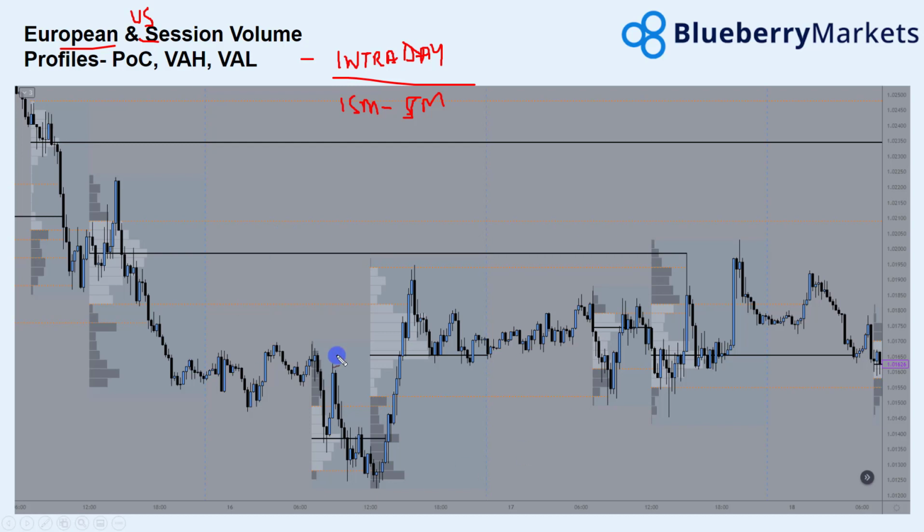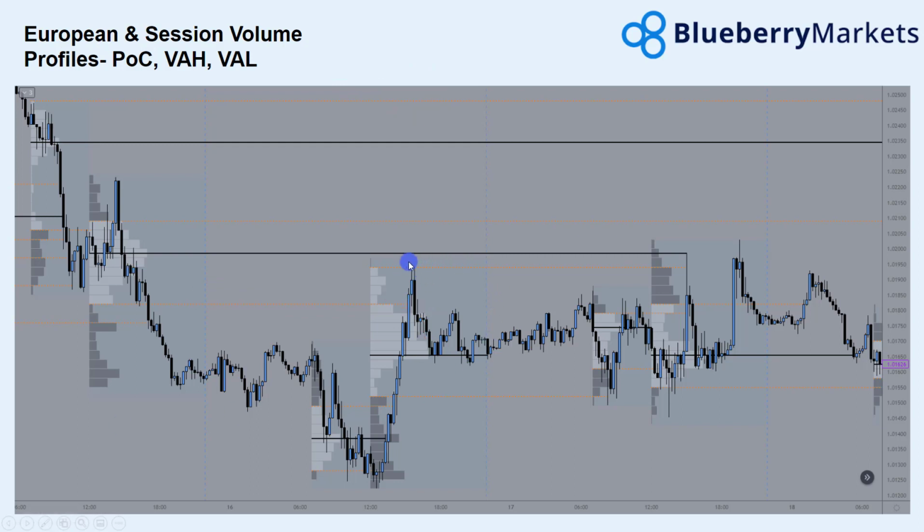But if we have a little look at some of the key reactions that we've seen here, I'll start off with this day. Price was trading to the downside the majority of the day. We rally, we come in between the value area low and the higher volume area, and we get a nice rejection from that point.